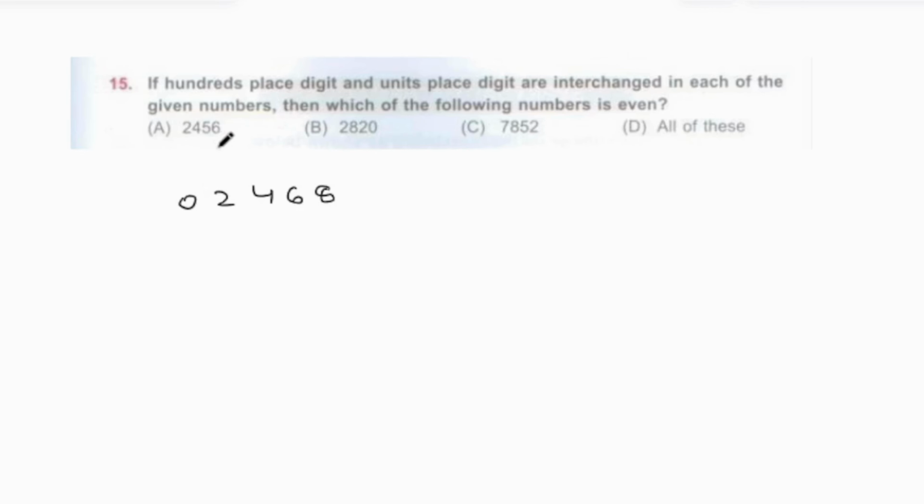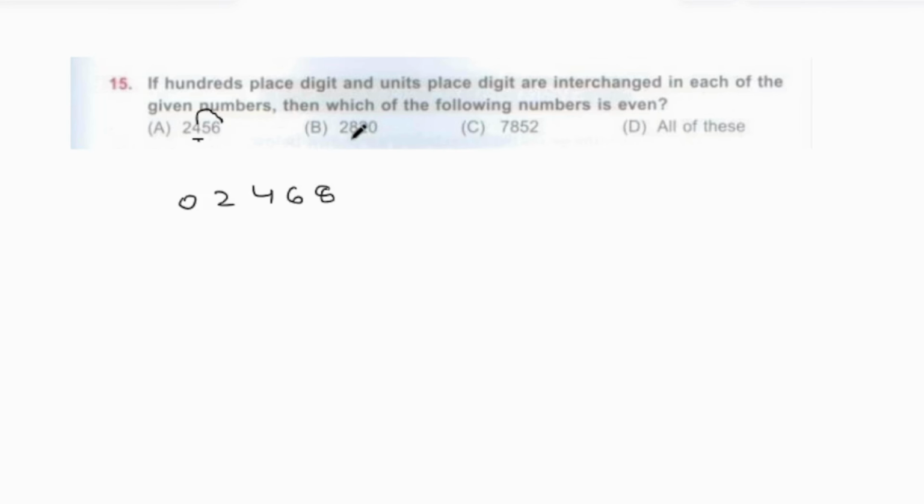So what we have to do is, instead of writing down changing each number, we have to look at the hundreds place number. If the hundreds place number is even, which will take the place of the units place, then the answer is even. Here you have 4 in the hundreds place. When this 4 replaces 6, the new number will also be even.